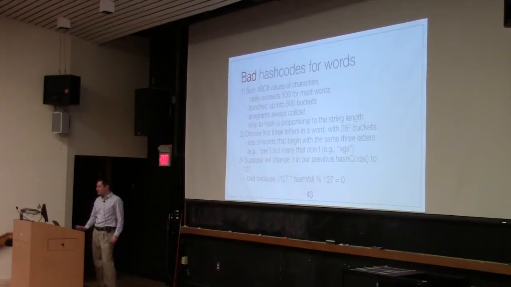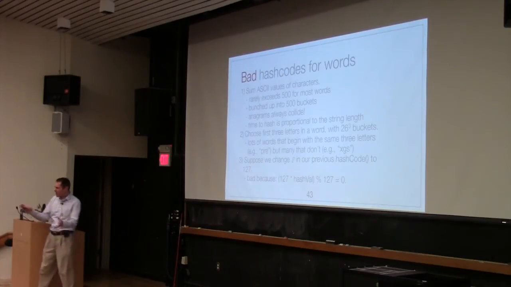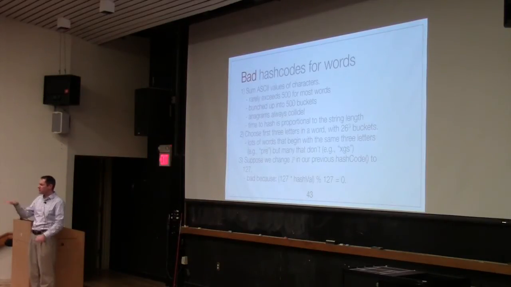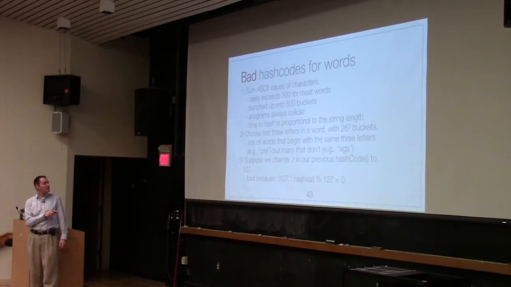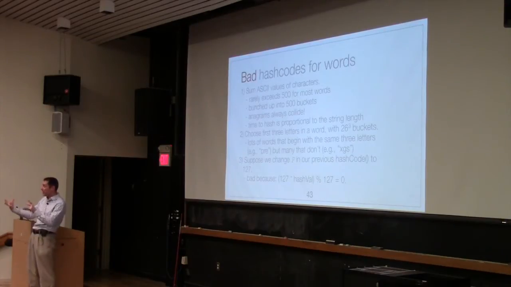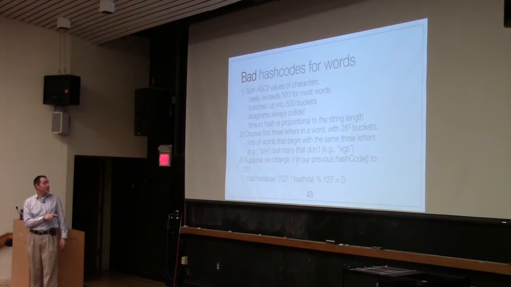Bad hash functions. What if you just said, here's my hash function: add up all the ASCII values of each individual character in your string. It's an easy one. It's fast. But first of all, most strings would only ever make it up to 500. So there's only 500 different possibilities. That's not so good. They're bunched up into 500 buckets. Anagrams of words are always going to collide, because two words that have the same letters in them, if you're just adding up the characters of each letter to make your hash function, are always going to be the same. That's not so good. All right?